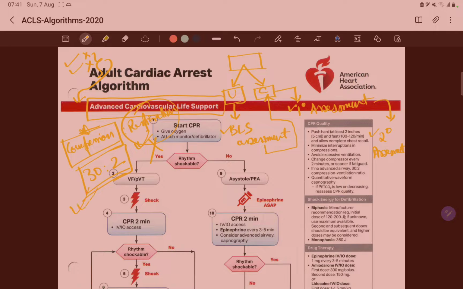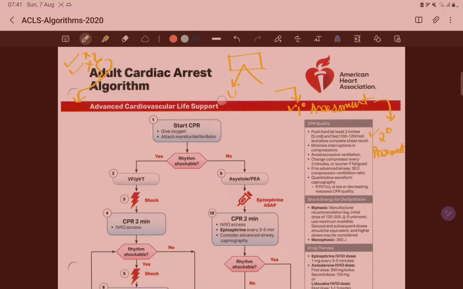Otherwise we will just continue with the compression. For how long? Compression for 2 minutes, and after 2 minutes of compression, we will check for the pulse. If there is still no pulse, we'll start the compressions again. Make sure that this intervening time does not exceed 10 seconds.